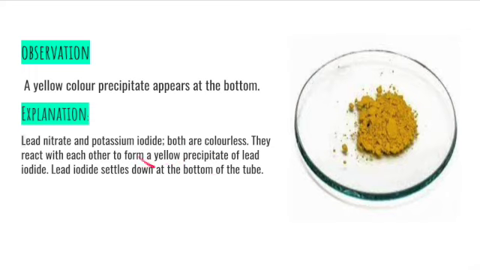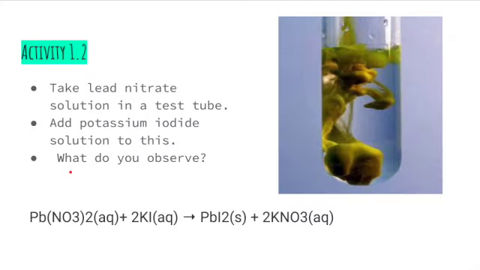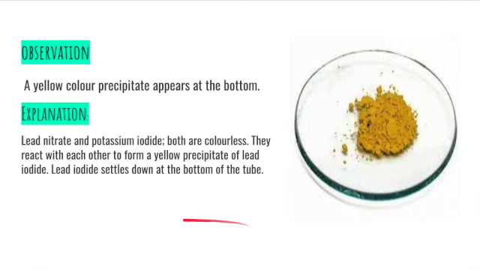Explanation: lead nitrate and potassium iodide are both colorless. They react with each other to form a yellow precipitate of lead iodide. Lead iodide is nothing but PbI2, and it settles down at the bottom of the tube. So that is the solid state. That's why we are talking about that.